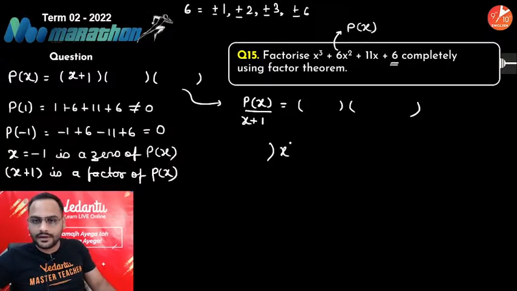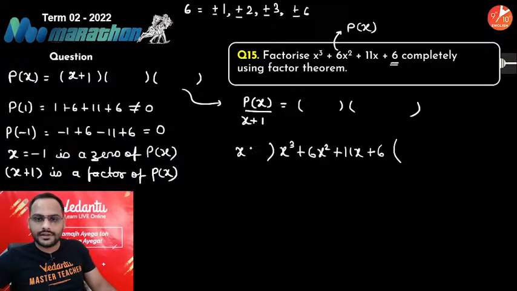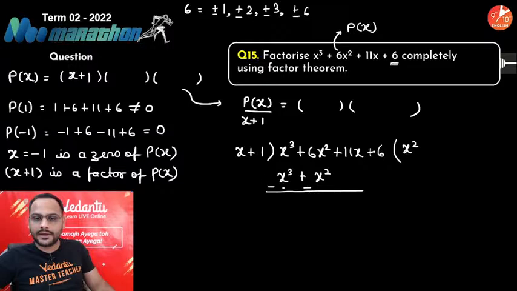Let's see. x cube plus 6x square plus 11x plus 6. And here what do we have? We have to divide with x plus 1. x cube we need to create from x, multiply with x square. x square into x is x cube. x square into 1 is x square. Minus minus, subtraction is happening. This got cancelled. 6x square minus x square is 5x square plus 11x plus 6.